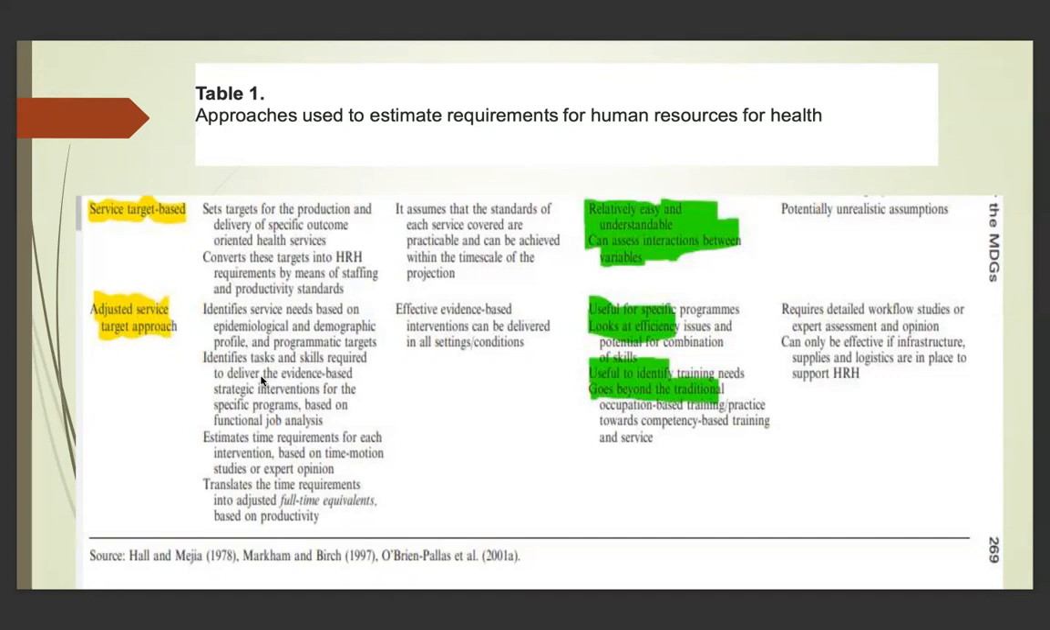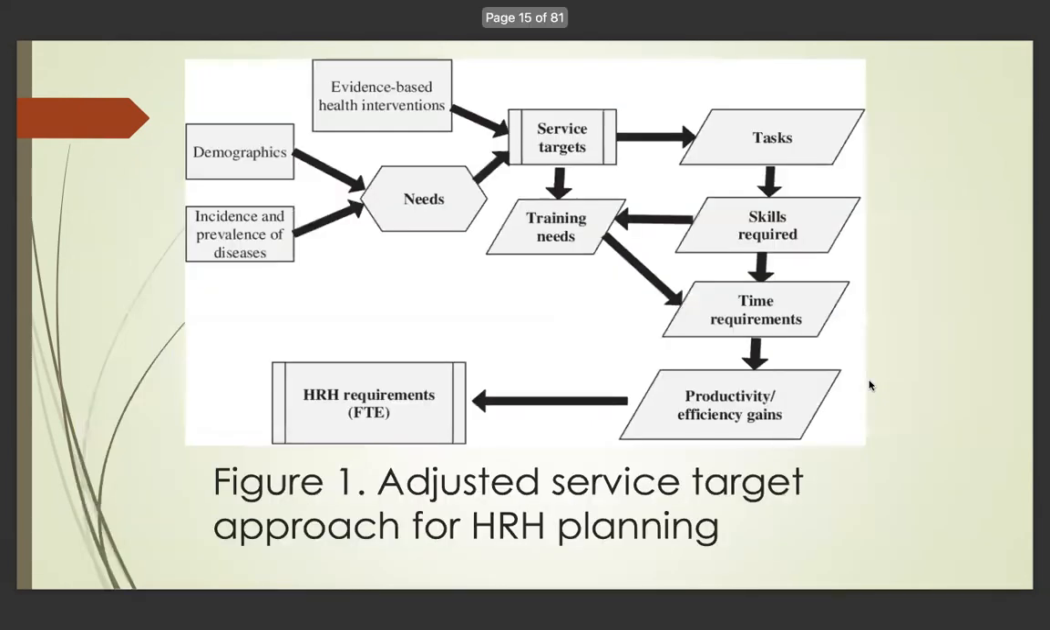Adjusted service target approach. This approach identifies service needs based on epidemiological and demographic profile, identifies tasks and skills required, estimates time requirements for each intervention, and translates time requirements. The advantages are useful for specific programs, looks at efficiency issues, useful to identify training needs, goes beyond the traditional occupation-based training practice towards competency-based training and service. And the limitations are it requires detailed workflow studies or expert assessment and opinion, and can only be effective if infrastructure, supplies, and logistics are in place to support HRH.